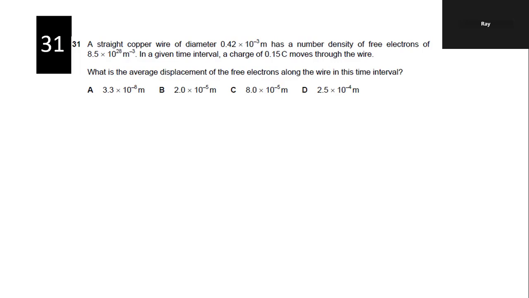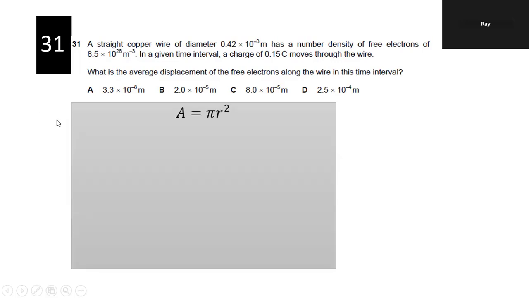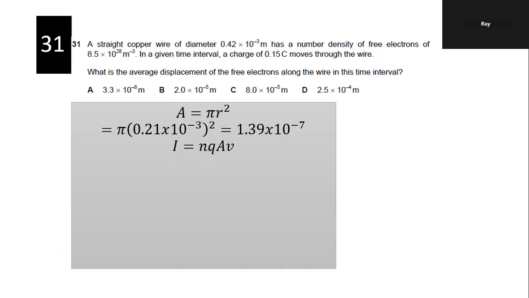Can or not? What's the answer? Calculate the area. And I is nqAv. Calculate the drift velocity. I is Q over T, and Q is electron charge, so we replace with e and eA.